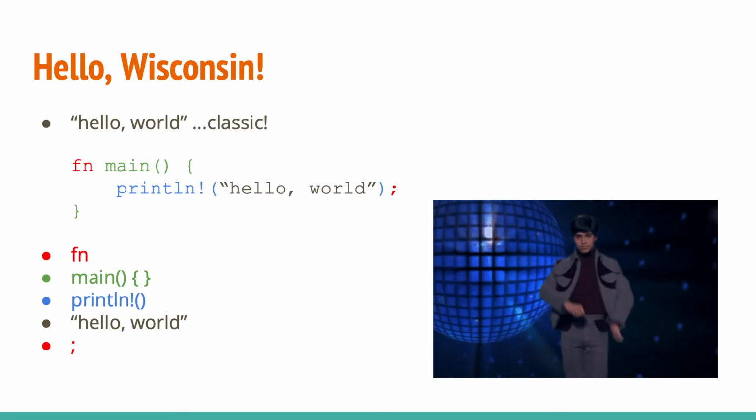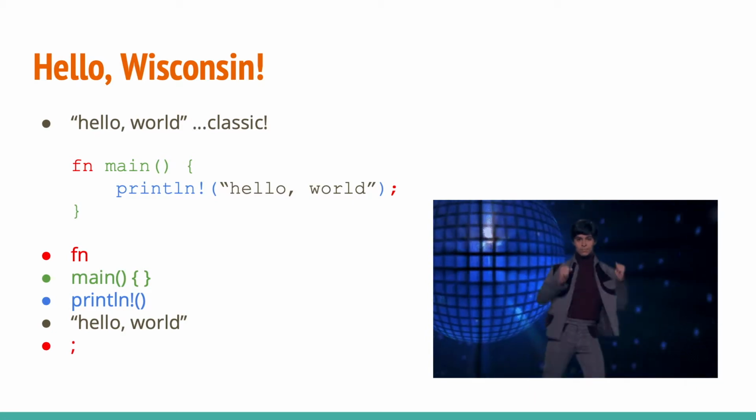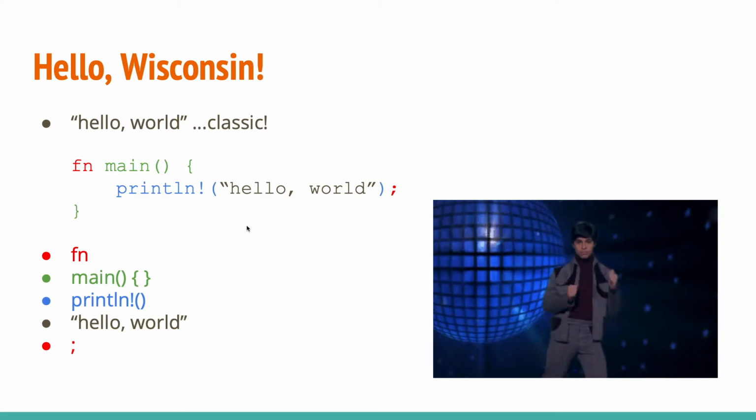Hello World is a classic demonstration program for programming languages. It started back with the C programming language, I believe, when the instruction manual for C had Hello World as its first program, just like you see here. So in Rust, first we have fn.